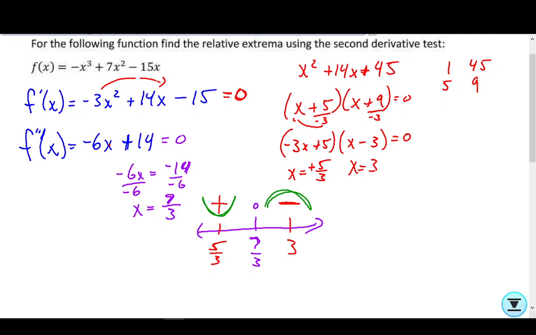Which means my critical point at x equals 3 is a relative maximum. Because the concavity here is concave down, that means that maximum point is up there. And x equals 5/3 is a relative minimum because my concavity is concave up, which means that if this is a critical point and it looks like this, that is a minimum. And that's how you use the second derivative test to actually classify your critical points.